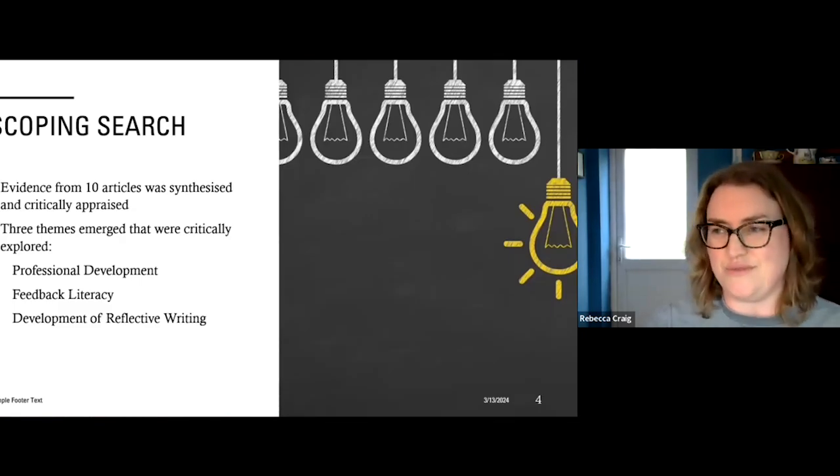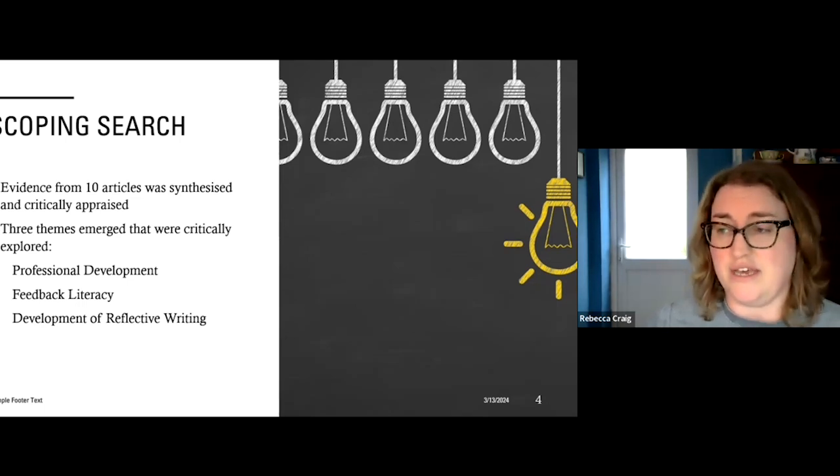We wanted to take this to the next step and look at the literature, more literature. We already had a few articles that we were using to support our work, but we wanted a broader look. So I used this for my master's dissertation work. I undertook a search, and we identified 10 articles that we synthesised.